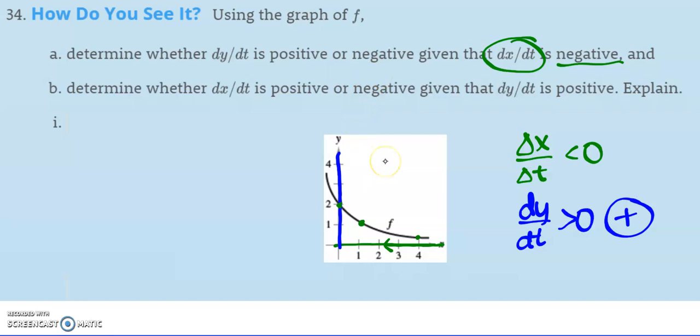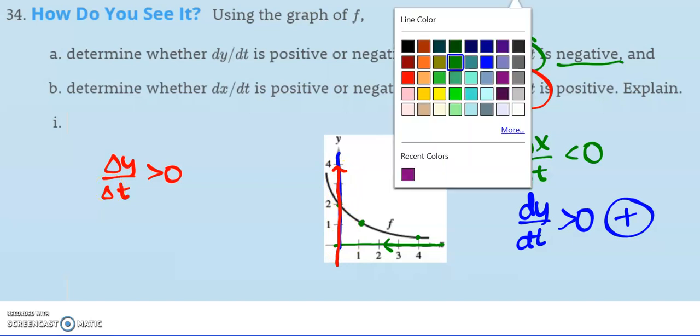All right, the next one says determine whether dx dt is positive or negative given that dy dt is positive. So in this case, dy dt being positive, change in y over change in time is greater than 0. So my y's need to get bigger. So I'm going to be traveling this way. As my y's get bigger, what is happening to my x's?